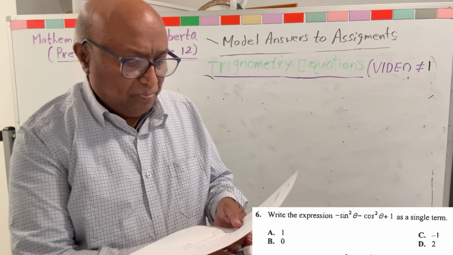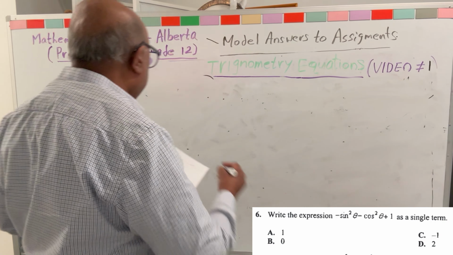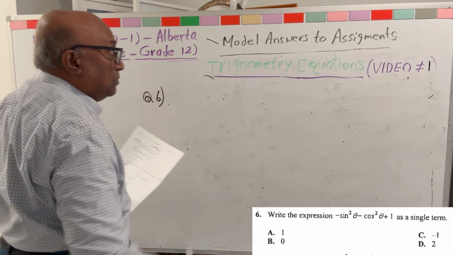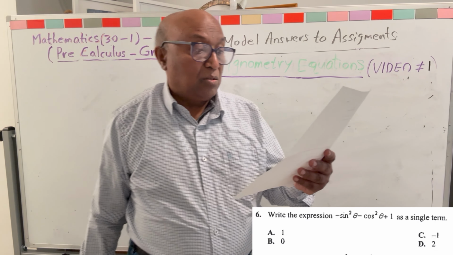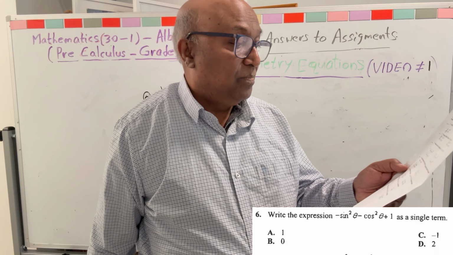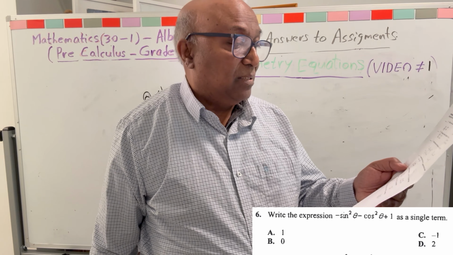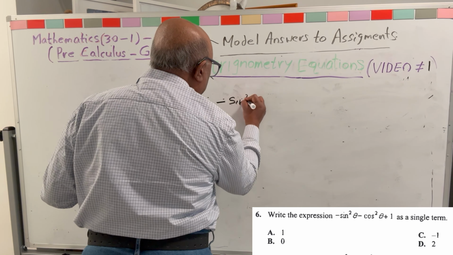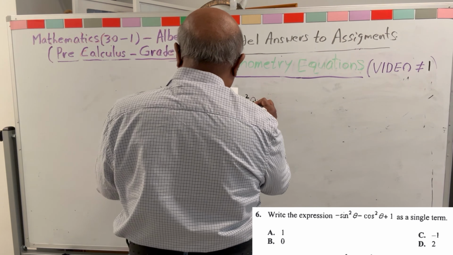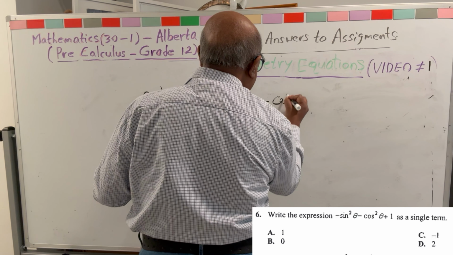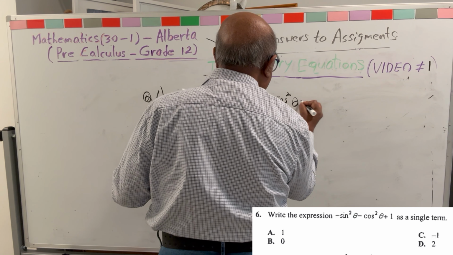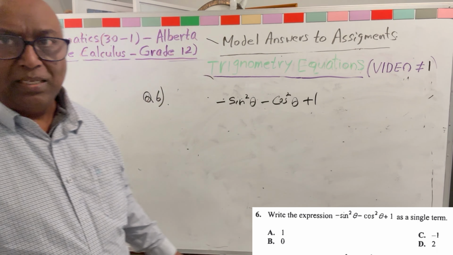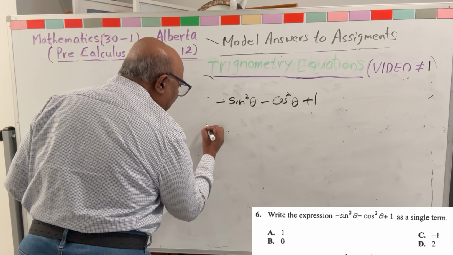Yes, let's continue. Question number 6. Question number 6 says, write the expression minus sine square theta minus cosine square theta plus 1 as a single term. Okay, this is easy. Let's continue this.